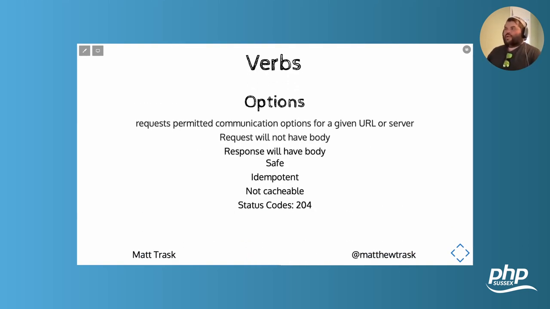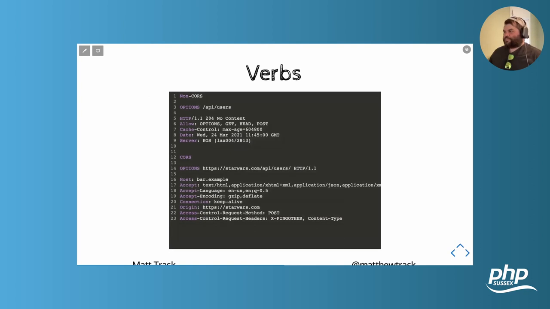The last true method that you'll run into is OPTIONS. So remember we talked about CORS. This is what the browser will send to an API server before anything else ever happens. It's not going to have a request body. The response will not have a body, or it'll have headers more likely. It is safe. It's idempotent. It's not cacheable. Nothing will ever change on your server if you just continually hammer away with OPTIONS requests. And it's just going to return a 204 with subsequent information about what you're allowed to do on the server.